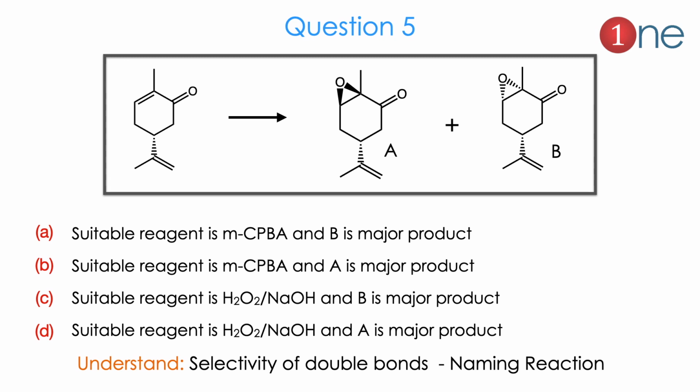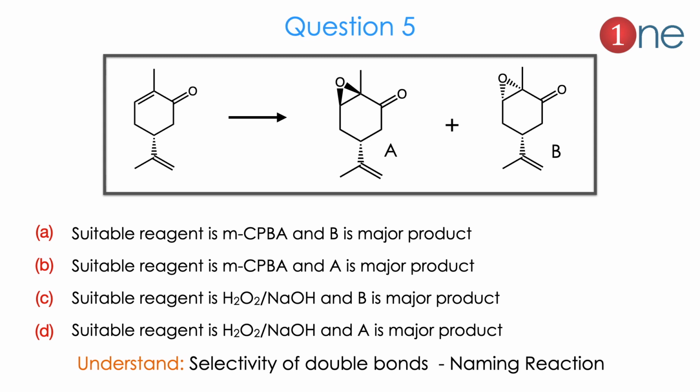Then question number 5. The starting material is like an alkaloid, a pinene kind of system. Here exo double bonds are there and conjugated double bonds are there. But epoxidation only occurred here at the conjugated position. So the isolated double bond is not attacked. Only the conjugated double bond is attacked here.